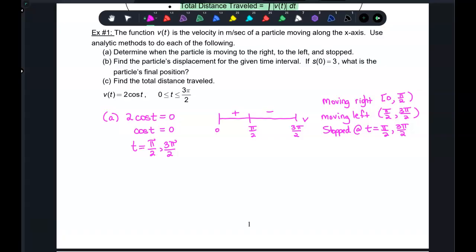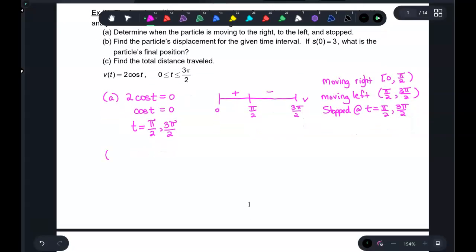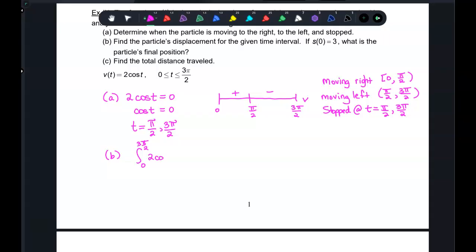Find the particle's displacement for the given time interval. Okay. So that's going to be the integral from 0 to 3 pi over 2 of 2 cosine t dt. So 2 sine t from 0 to 3 pi over 2. And then 2 times. So it's going to be negative 2.